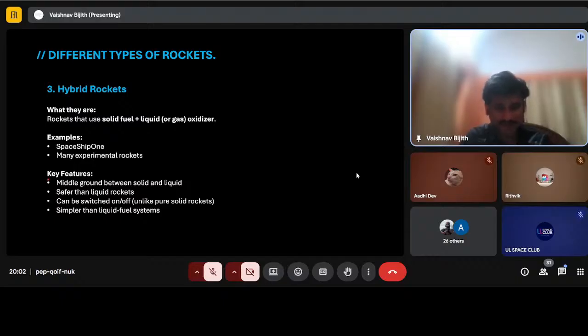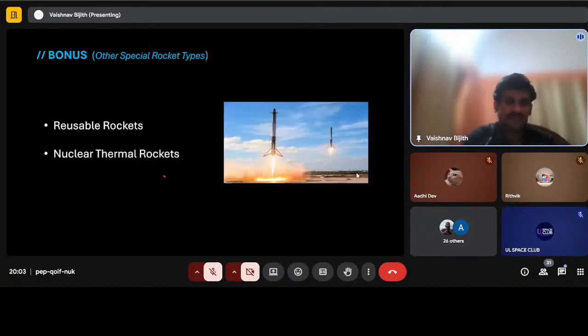It's just like liquid, but it also has characteristics of solid fuel propellants. You can turn it on, you can turn it off, just like liquid propellant rockets, but it is also less complex. All right. So we discussed the main three different types of rockets, and other than that, there are also other special types of rockets. One of which recently got popular is the reusable rockets.